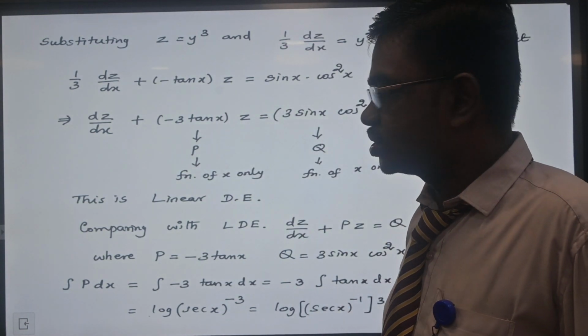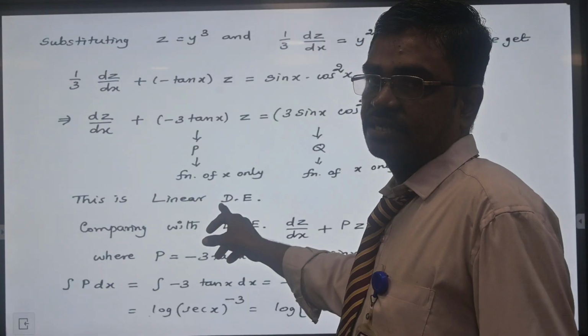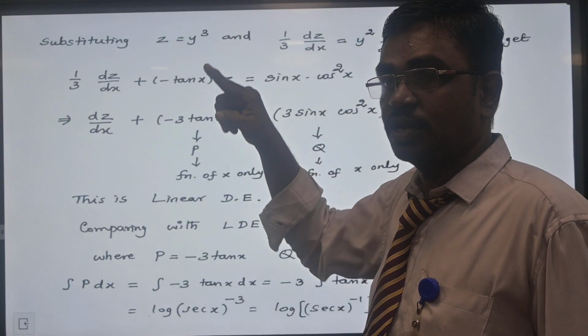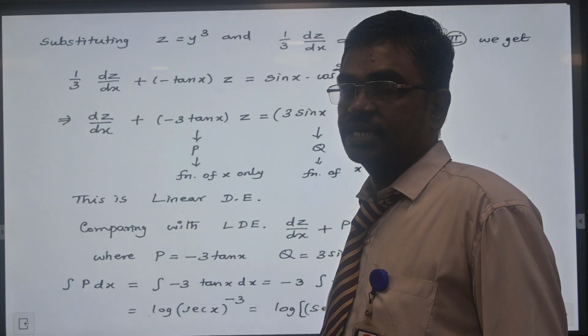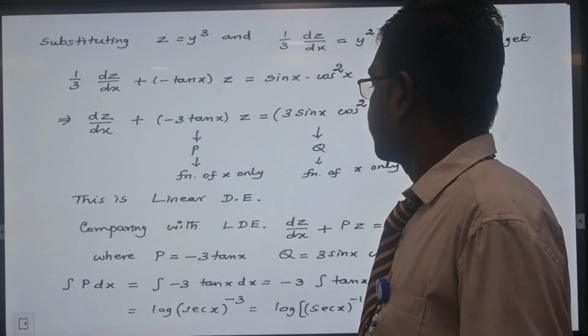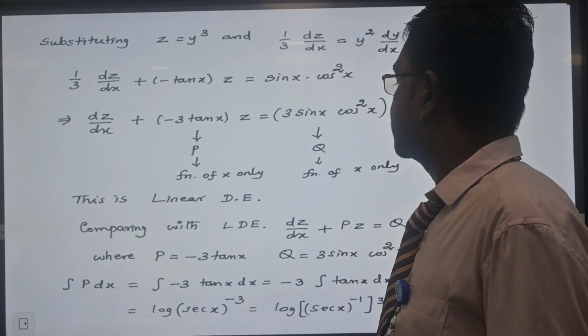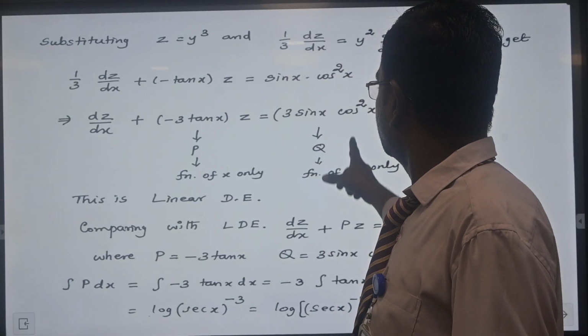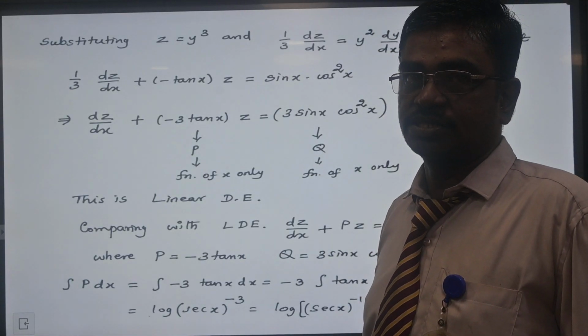What is the complete solution of this equation? We use z here, as the earlier problem had y. So z e power integral p dx equal to integral q e power integral p dx dx plus c. So this is dz by dx plus p z equal to q. What is the value of p? Minus 3 tan x. What is q? 3 sin x cos square x.